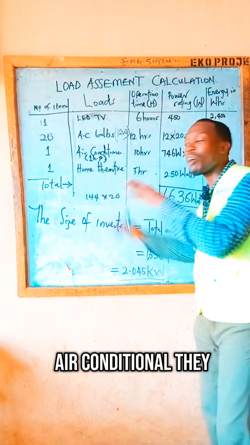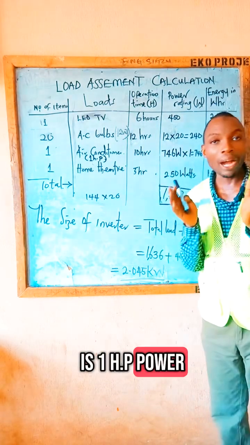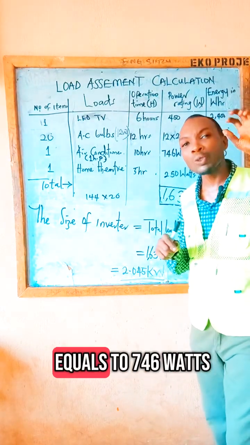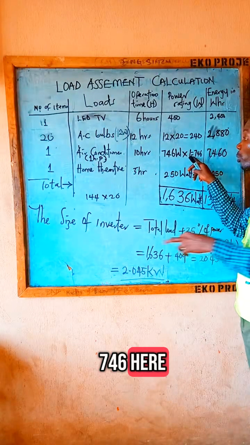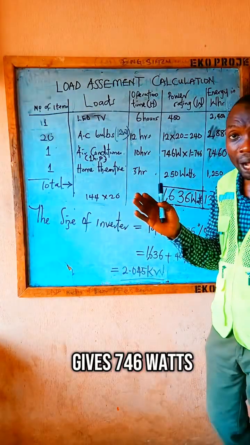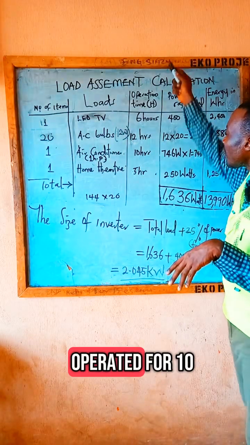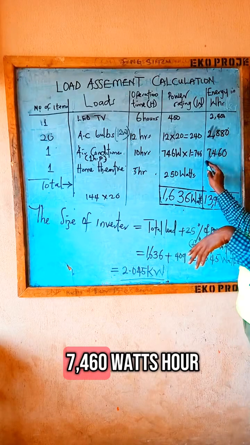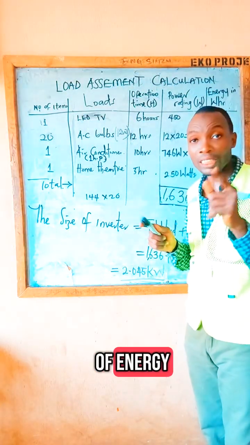For the air conditioner they have in that building, assuming it is 1 and it is 1 horsepower. 1 horsepower is equal to 746 watts, and that is why you see 746 here. Multiply by one number, and that gives 746 watts. And 746 watts operated for 10 hours gives us 7,460 watt hours of energy.